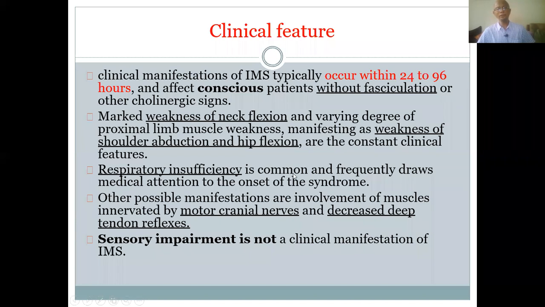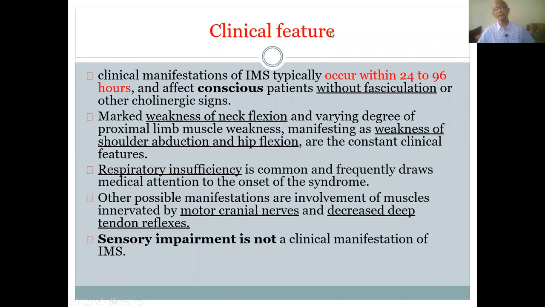Respiratory insufficiency is common and frequently draws medical attention to the onset of the syndrome. Other possible manifestations are involvement of muscle innervated by the motor cranial nerves and decreased deep tendon reflexes. Sensory impairment is not a clinical manifestation of intermediate syndrome.